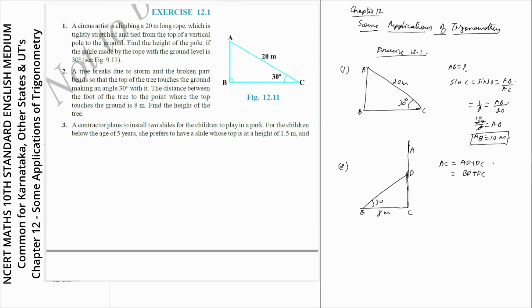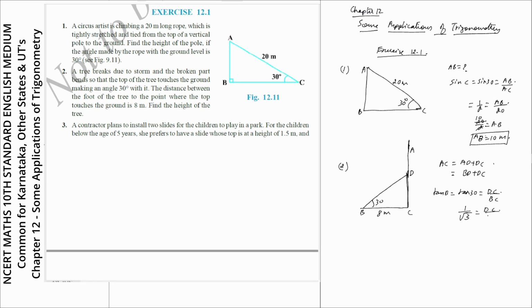Now you can check that tan of B, that is tan of 30 degrees. Tan 30 degrees with respect to angle B, opposite side is DC. So tan 30 degrees is DC by BC, opposite by adjacent side. So what is tan of 30 degree? Tan of 30 degree is nothing but equal to 1 by root 3, and DC by BC.